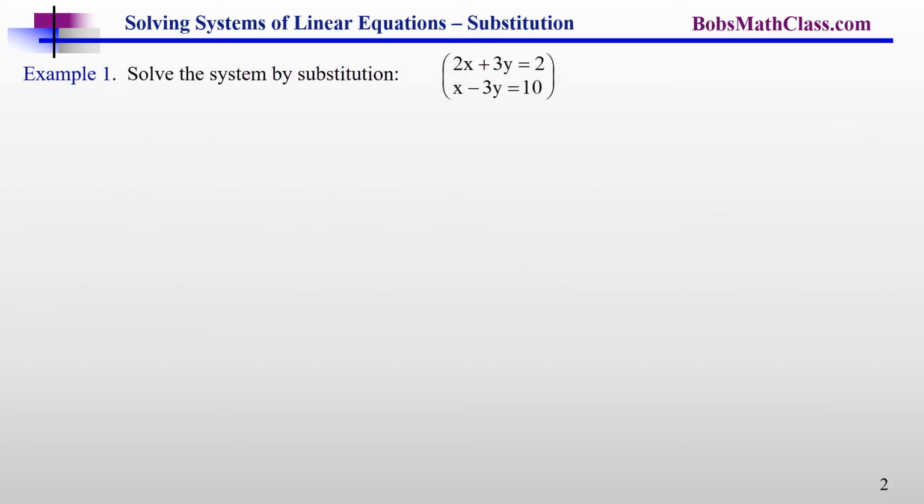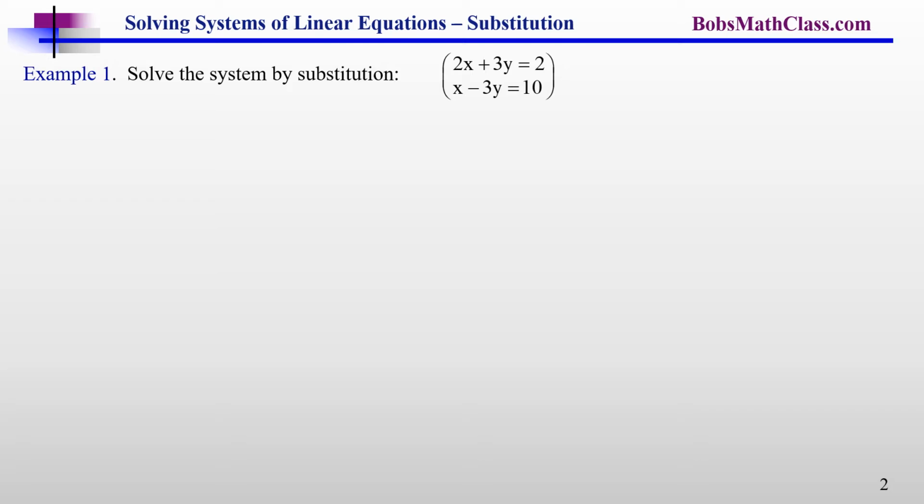Okay, solve the system by substitution. 2x plus 3y equals 2 and x minus 3y equals 10. So there's two rows. Our first step is to get one of the variables by itself. You could choose either row and get either variable by itself. Of course, we want to try to make it as easy as possible for us. So getting the x by itself in the bottom row would be our best choice.